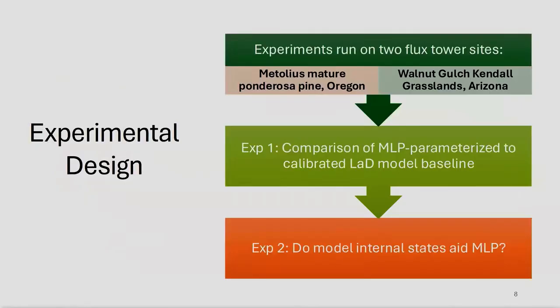And for this study, we're considering a simplified experimental design where we're testing our model on two sites. One is the Metolius site in Oregon, and the next is the Walnut Gulch site in Arizona. And the first experiment that we're doing is we're comparing our MLP parameterized model, a hybrid model, to the baseline physics model that has been calibrated. And the second thing we're investigating is, is there a reason we need to do hybrid modeling and couple these two tightly? Is there any way in which the internal model states end up helping our MLP, or is it not needed at all?